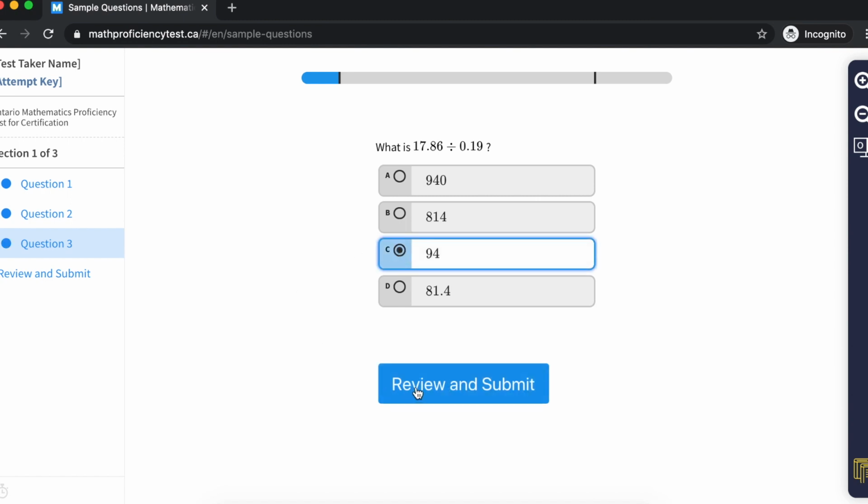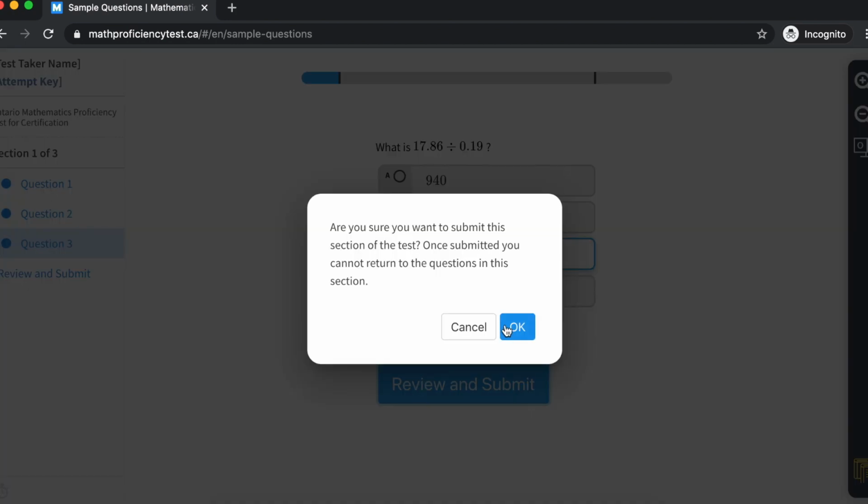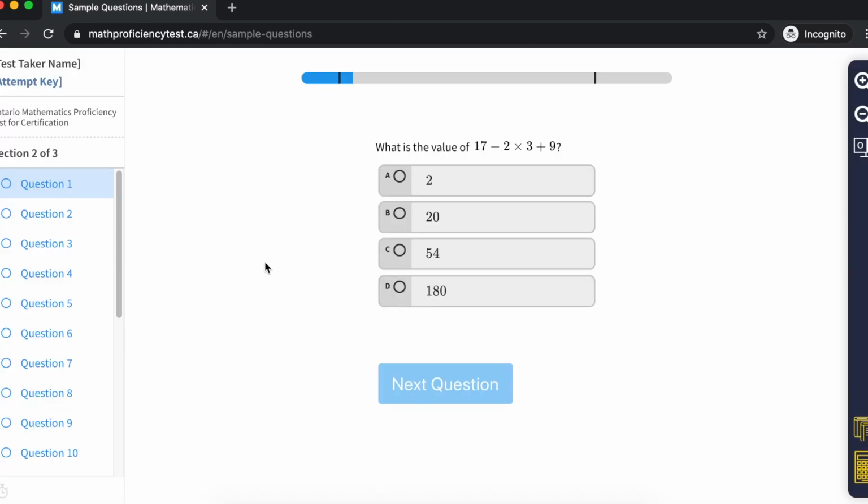So that's all of section 1. And then we can start on section 2. In this section, we can use a calculator if necessary. Okay, so this first problem, 17 minus 2 times 3 plus 9. This is a BEDMAS problem.